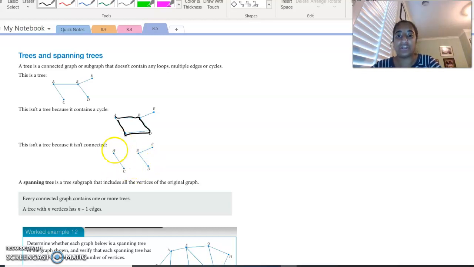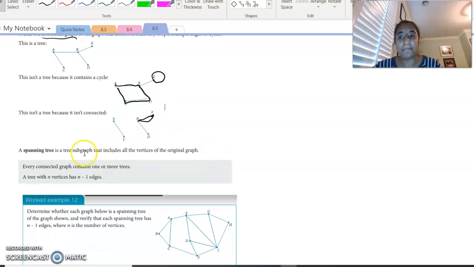This one is also not a tree because it is not a connected graph. There's no way to go from A to B, so that would not be a tree either. A tree has to be connected and it can't contain any loops. Remember, a loop is if for E I were to draw a point and an edge like that, that would be considered a loop, so that wouldn't be a tree. Also any multiple edges, so from B to E and then another one going that way, or a cycle like we can see.